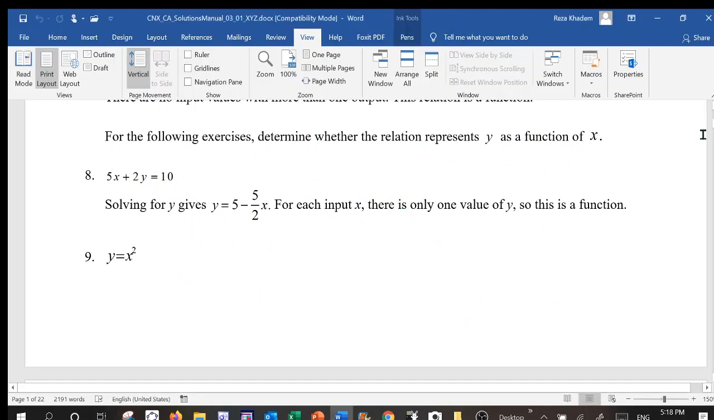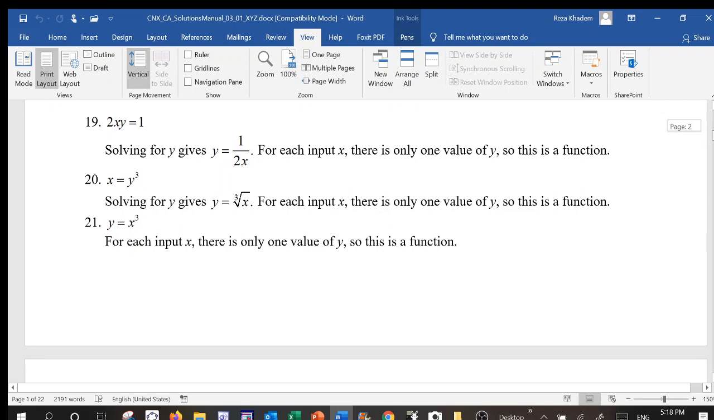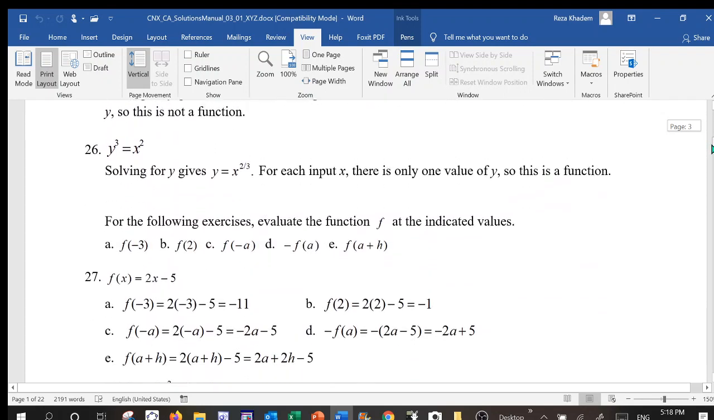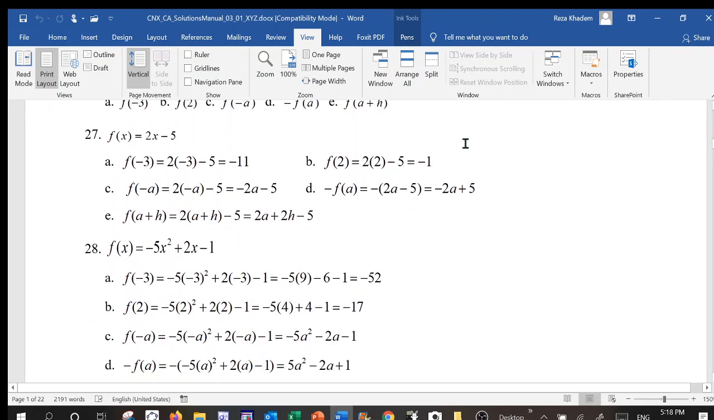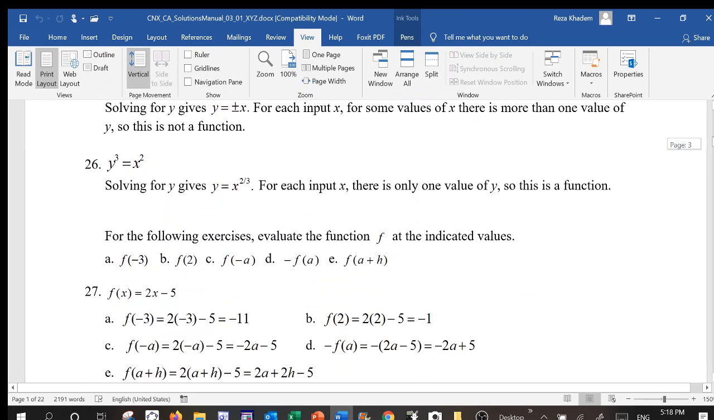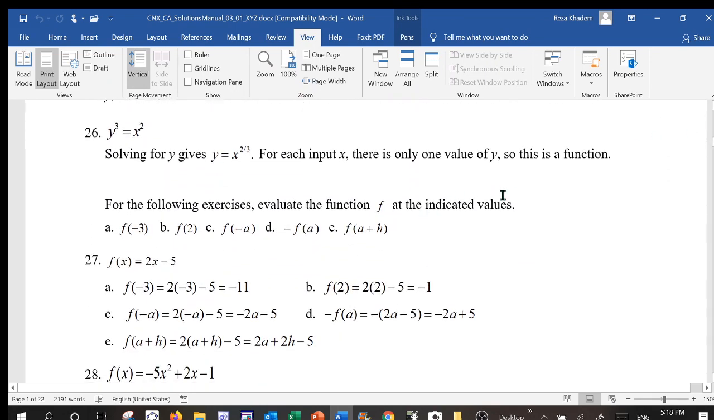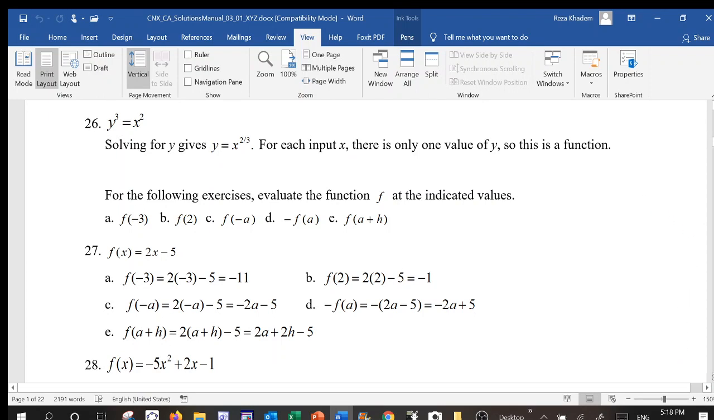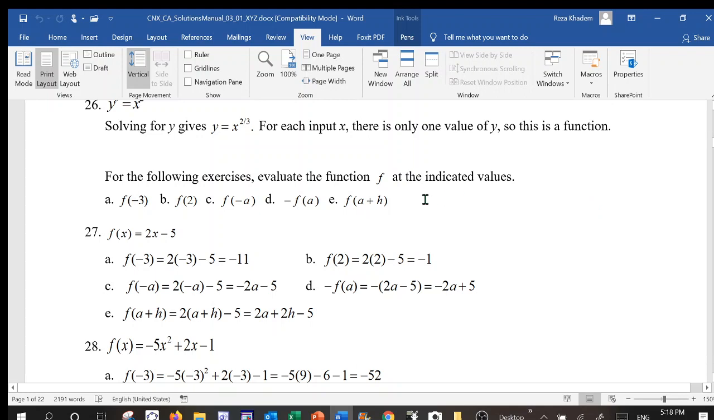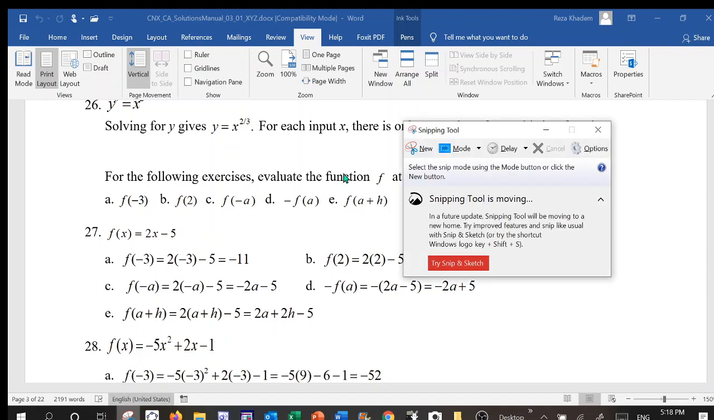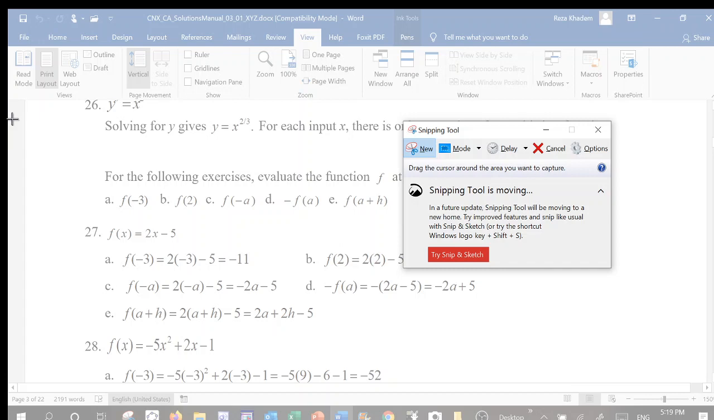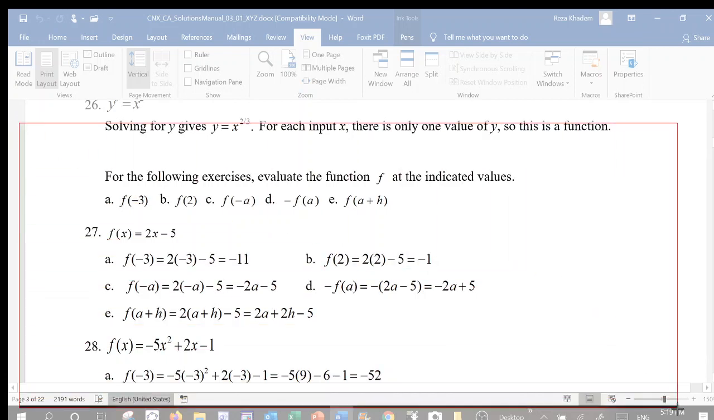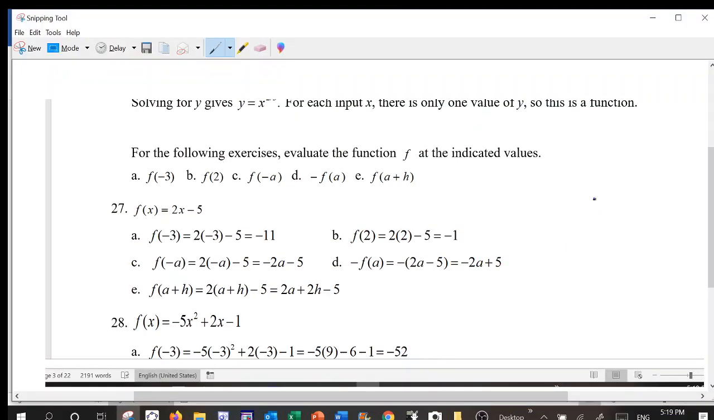Let's do number 27. So in 27 it says to do what? Let's see what we have to do. For the following exercises, evaluate the function f at the indicated value. So what do we mean by evaluating a function? What do we mean by that? Well, what we mean is this.